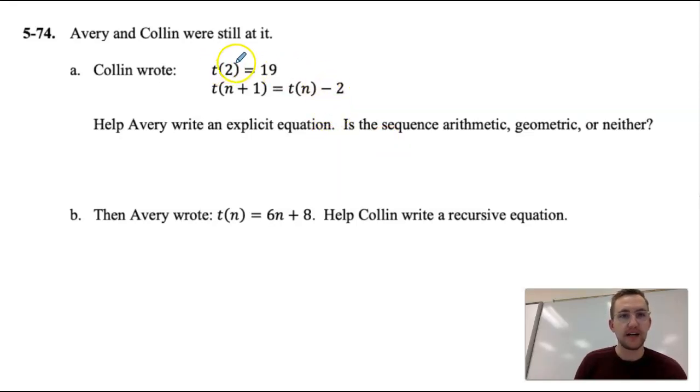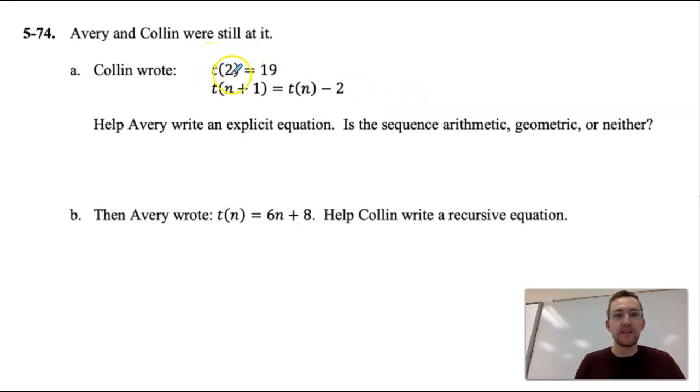Colin wrote T of 2 is equal to 19, and then T of n plus 1 is equal to T of n minus 2. So here's our recursive situation. We know T of 2, and we want to help Avery write an explicit equation and then try to figure out if our sequence is arithmetic, geometric, or neither.